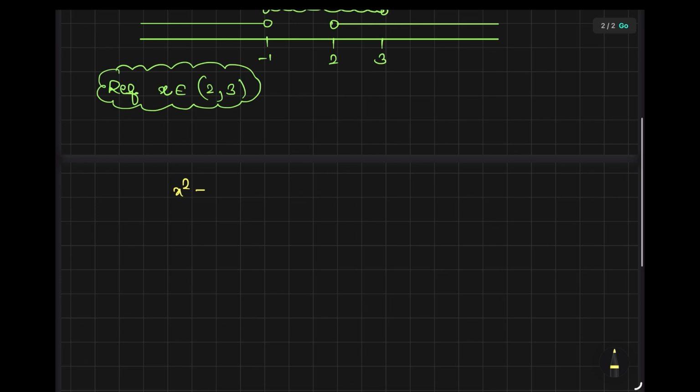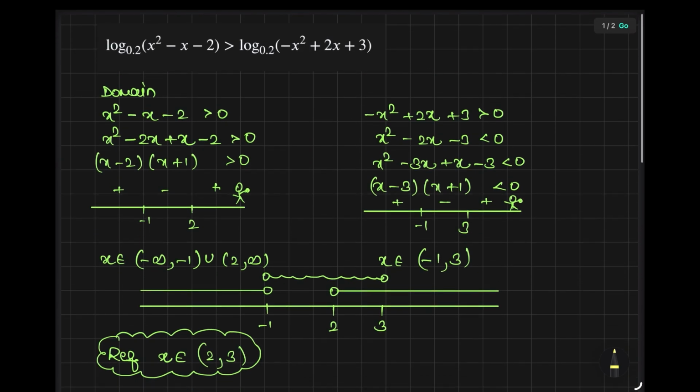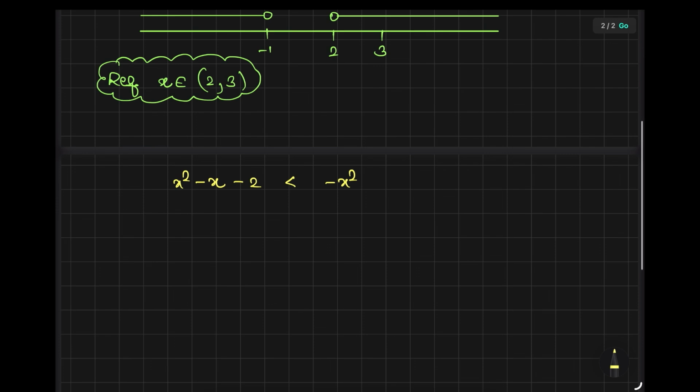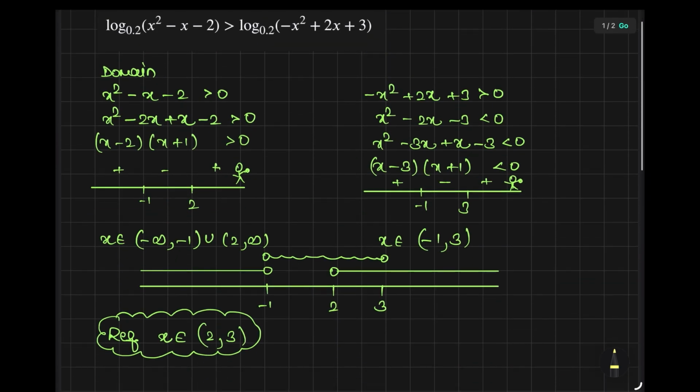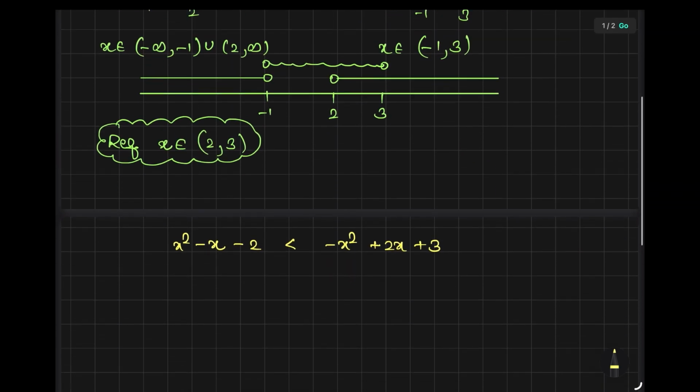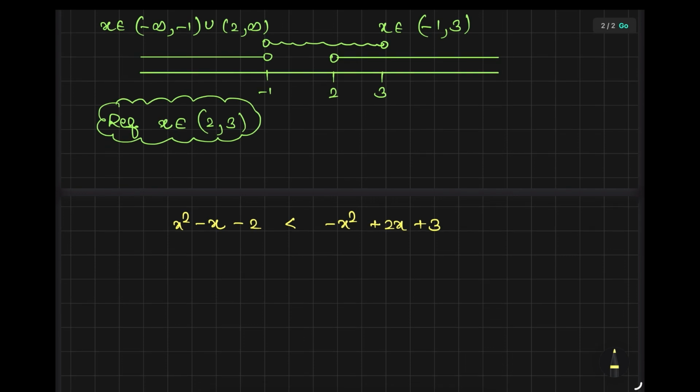So it is x square minus x minus 2 less than minus x square plus 2x plus 3. So this is your inequality. Now we have to solve this and then take the intersection with the required domain. This is the domain, please be careful. Now we will solve this inequality.